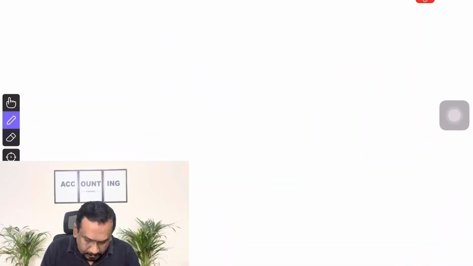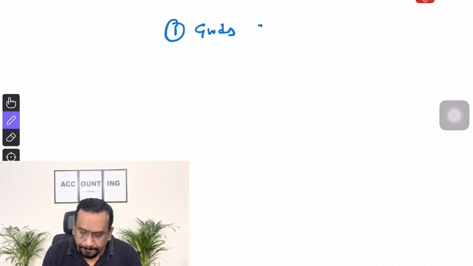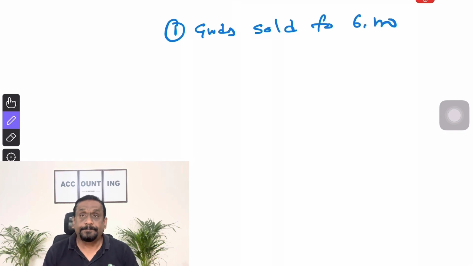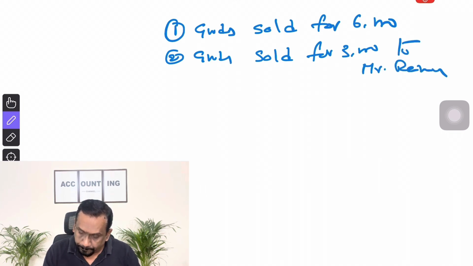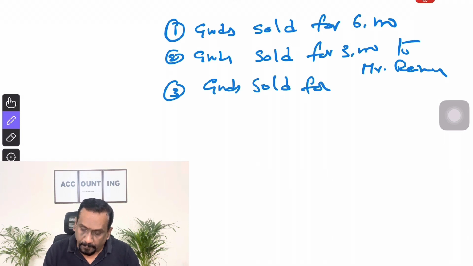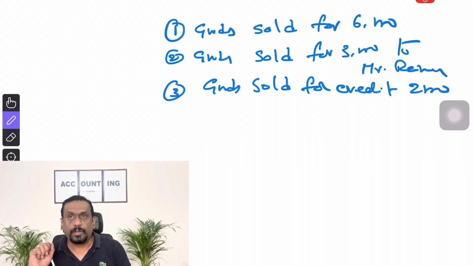Okay, so first one, goods sold for 6,000. Second one, goods sold for 3,000 to Mr. Ramu. Number 3, goods sold for credit 2,000. 3 different transactions we are going to discuss.